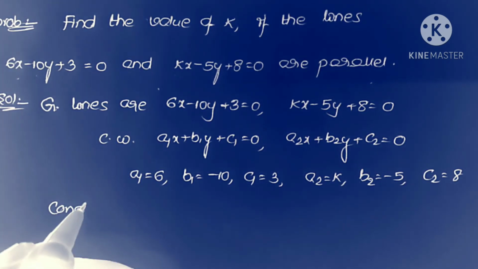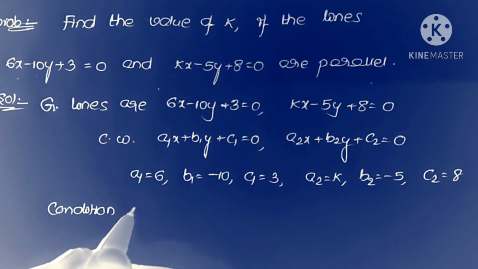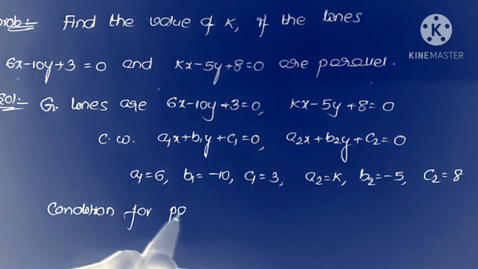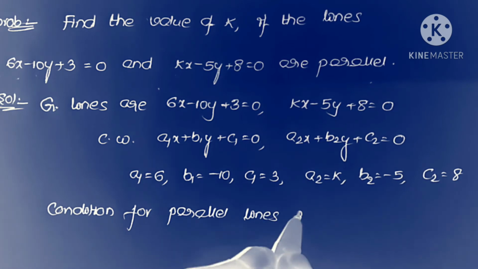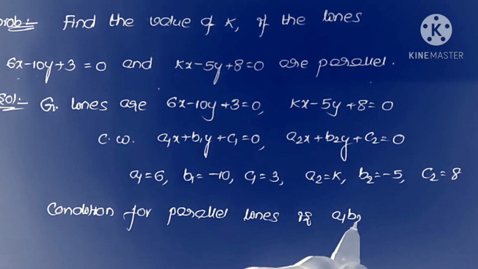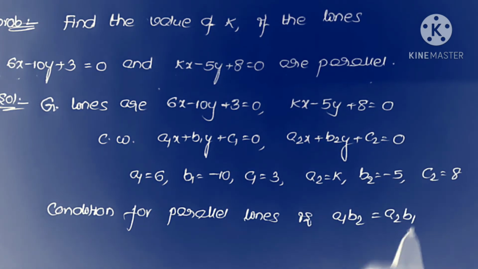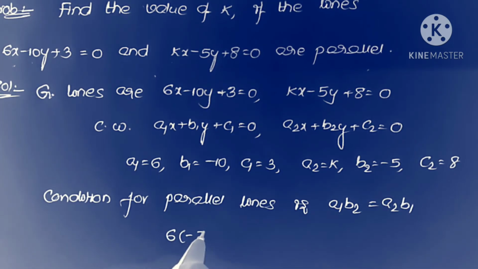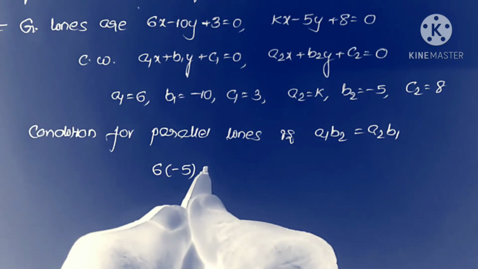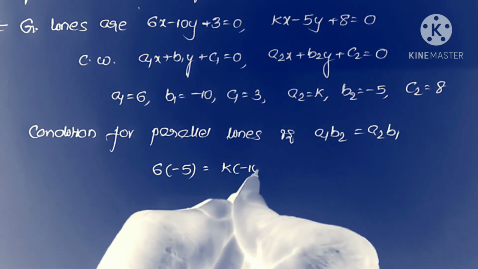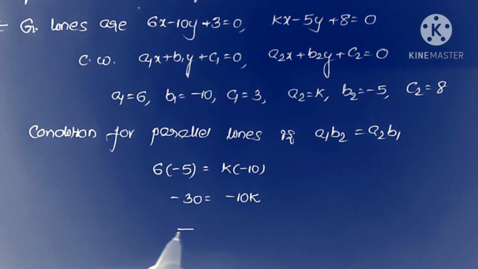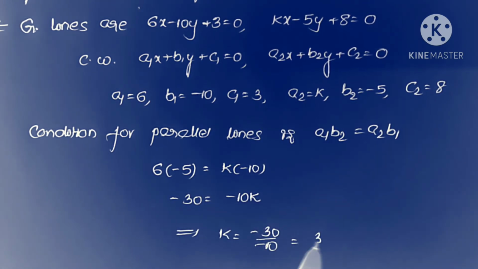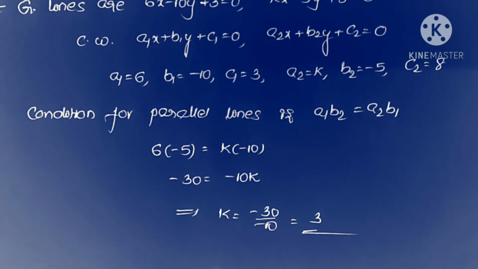Now what is the condition for parallel lines? Condition for parallel lines is a1 b2 = a2 b1. Now replacing the values in this condition, a1 b2 = a2 b1, that is 6 into -5 is equal to k into -10, that is -30 = -10k. Then the value of k is equal to -30 by -10, which is 3.